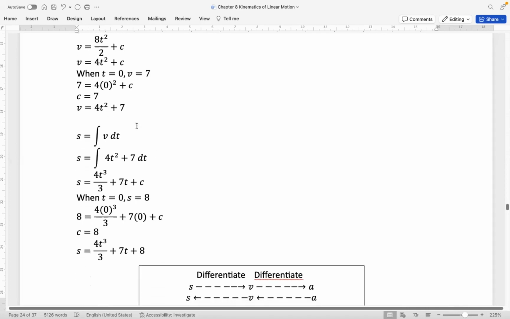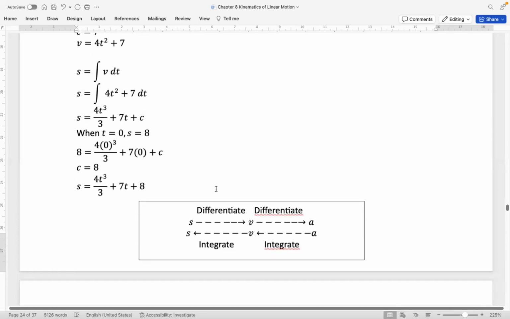After that, from v, if we want to find s, we have to do integration one more time. s equals integrate v dt. So integrate 4t squared plus 7 dt. Same thing, since this is an indefinite integral, there will be a plus c at the back. And let's say again, the question tells us when t equals 0, s equals 8, then you just have to substitute s equals 8, t equals 0 into the equation. Then only you will have a complete displacement function.